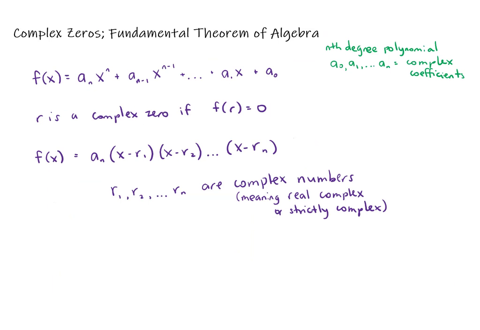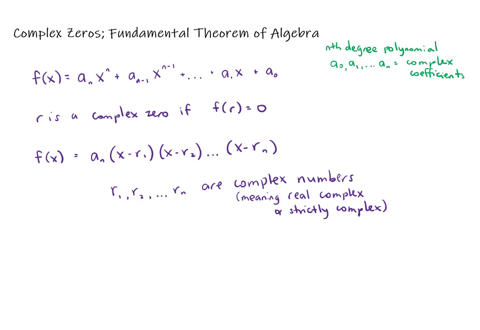So looking at f of x, it's an nth degree polynomial, and all of our a coefficients will be complex coefficients. Now, we say that r is a complex zero if, when you plug r into the function, it yields 0 as an answer. So f of r is equal to 0.